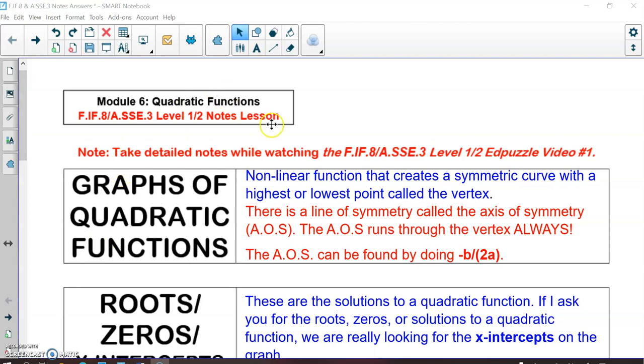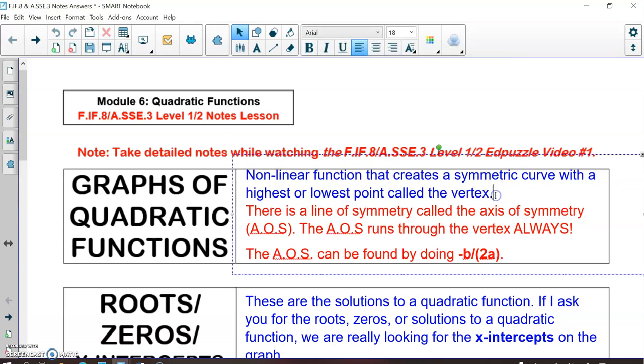We're going to be graphing quadratic functions in this unit, so we do need to know that quadratic functions are nonlinear functions that create a symmetric curve with the highest or lowest point called the vertex. The graph is called a parabola.